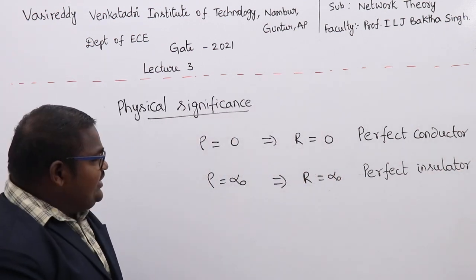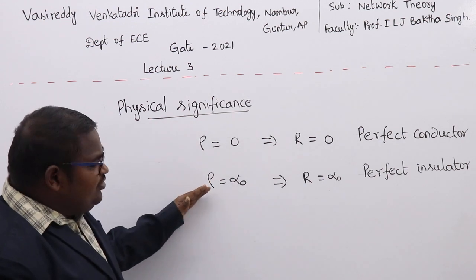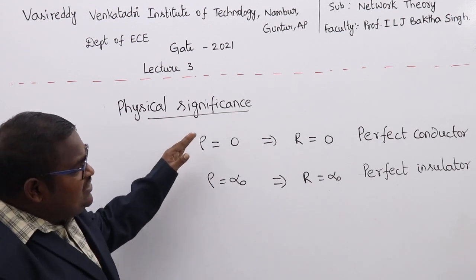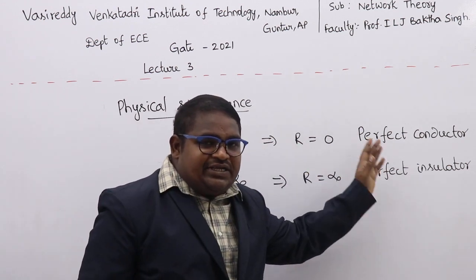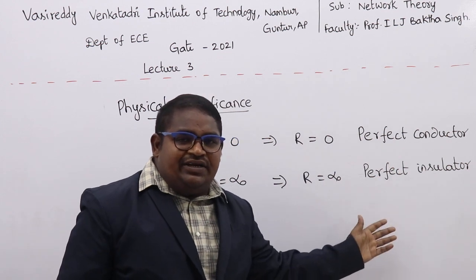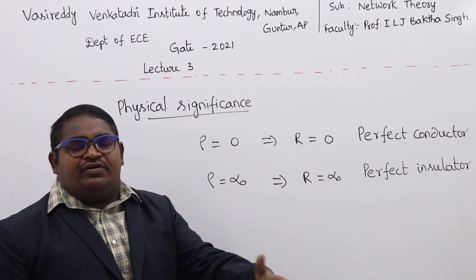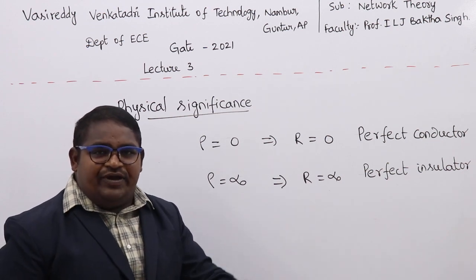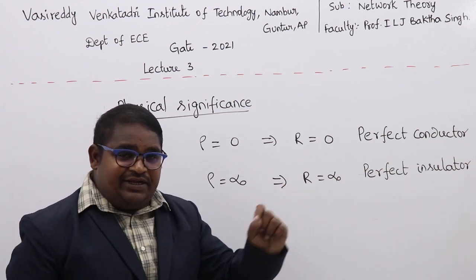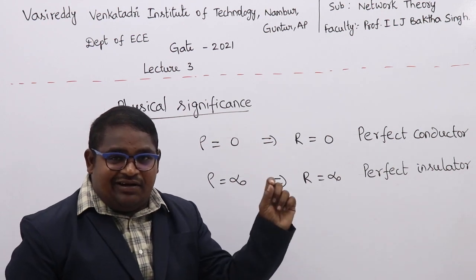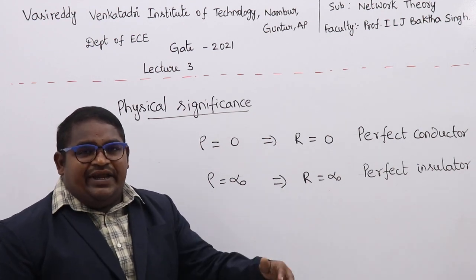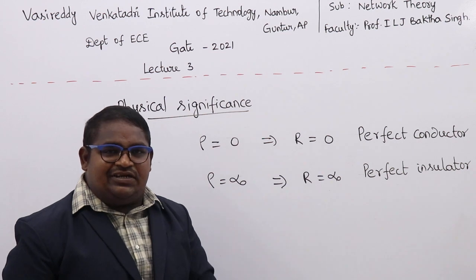Perfect insulator. So based on the rho value, that is specific resistance, we can decide whether it is a conductor or insulator like this. Now, if we want to define Ohm's law, how do you define it? At constant temperature. The condition is at constant temperature. Why is it defined at constant temperature?